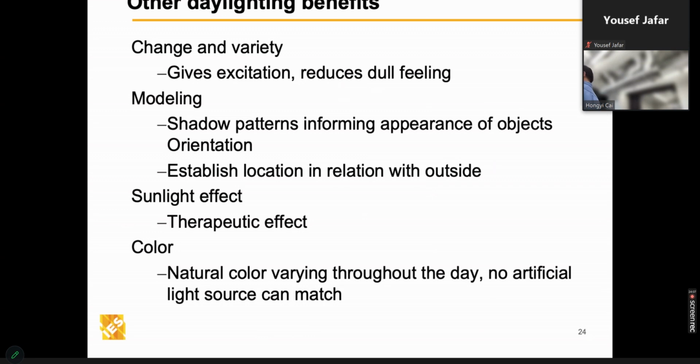Color: we also talk about daylight having the most reliable color rendering performance because we always give daylight a CRI value of 100. Right. CRI is short for color rendering index, which is a metric used to evaluate how true the color is rendered under a light source. Okay.